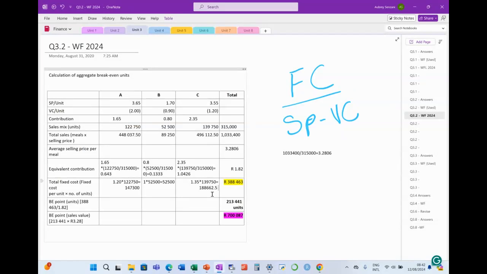If we want to calculate our break even in sales, we know our average selling price is 3.28 Rand, and again we're saying it's the aggregate. So our average selling price times our break-even in units gives a total of 700,087 Rand. And that is your exercise 3.2. I don't think there was anything else they asked. Okay.